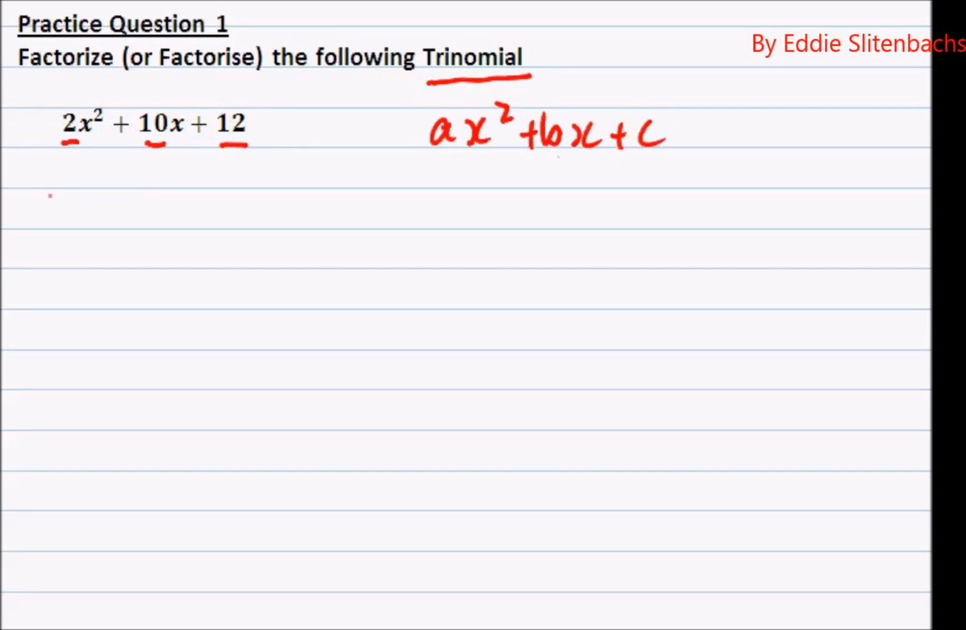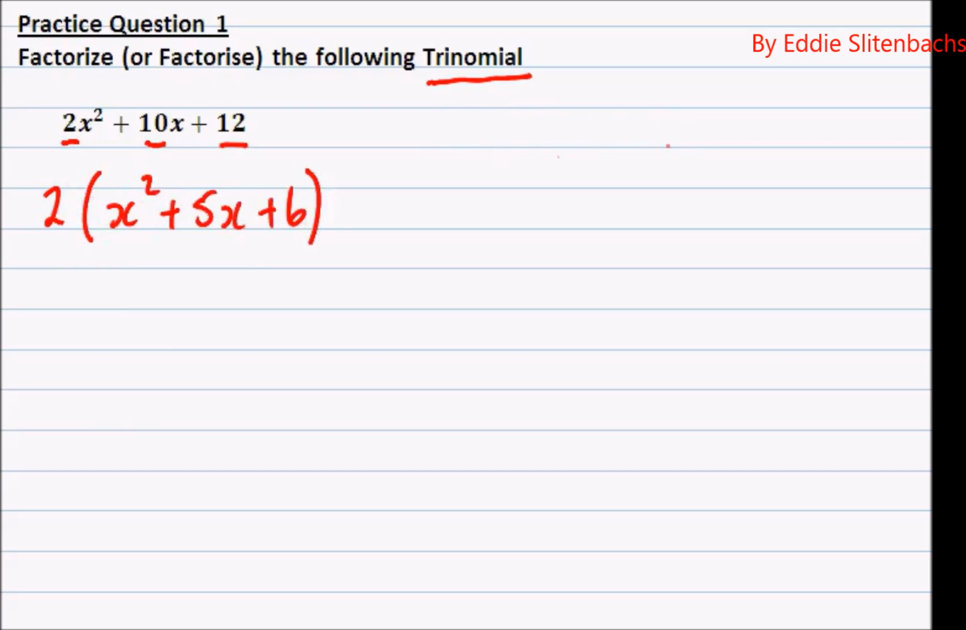You should note that 2 goes into 2, 2 goes into 10, and 2 goes into 12. So 2, and we're going to factorize that as 2x squared. 2 goes into 2 once, so I'm going to be left with the x squared. 2 into 10x is going to be 5x, and 2 into 12 is plus 6. So I've already simplified that a little bit by taking that out.